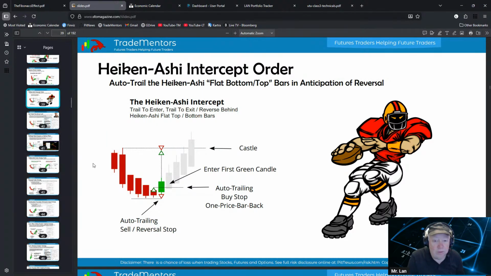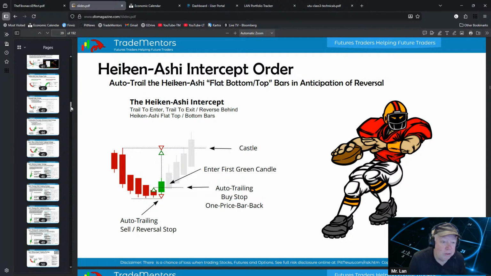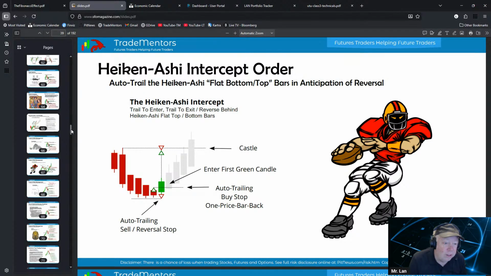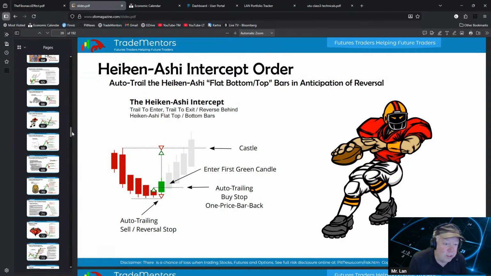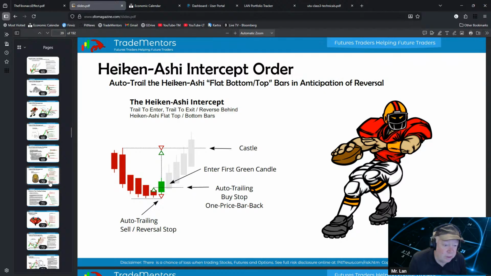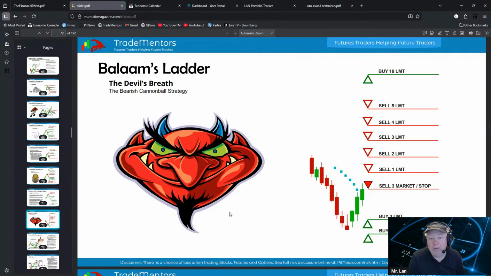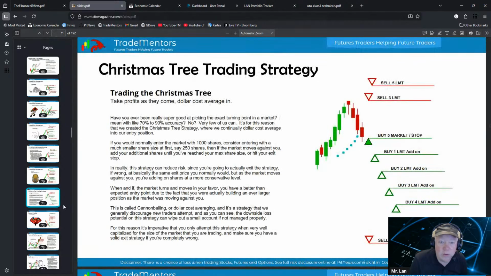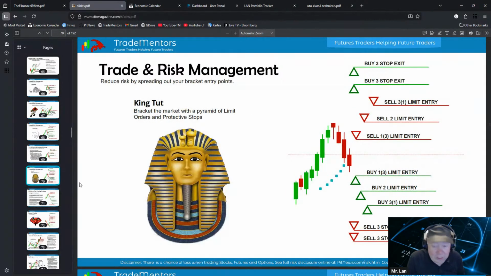So that's how that works. And I don't think the Christmas tree is in here. I think the Christmas tree, oh, there it is. There's Balaam's ladder right there. So there's Balaam's ladder, shows you how this works. And then the Christmas tree is this one here. So there's the Christmas tree in the supplement. All right, so we got that covered.